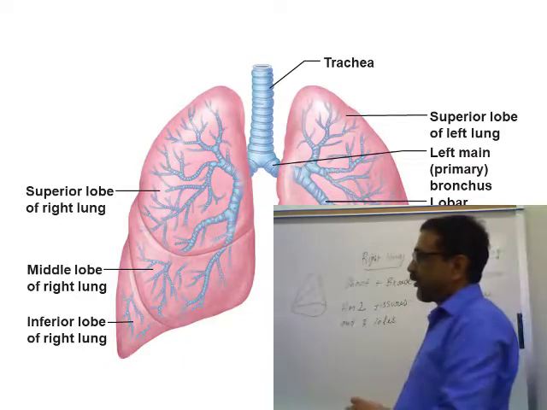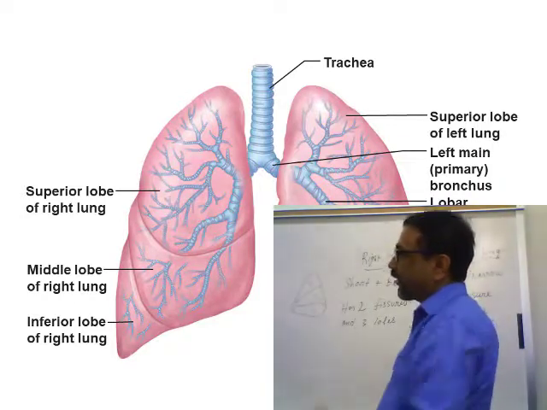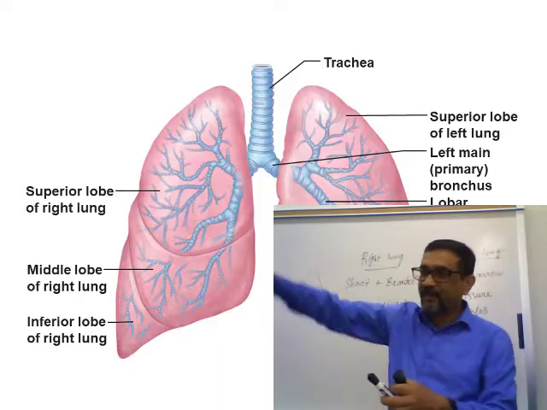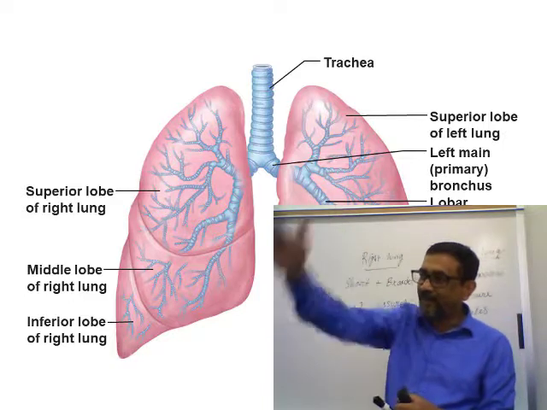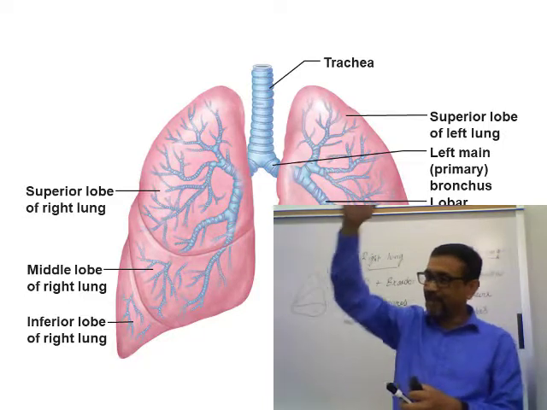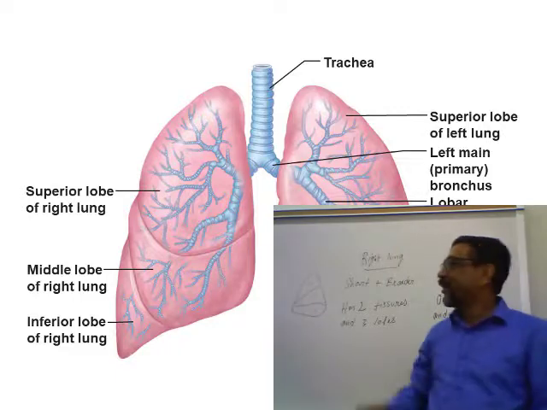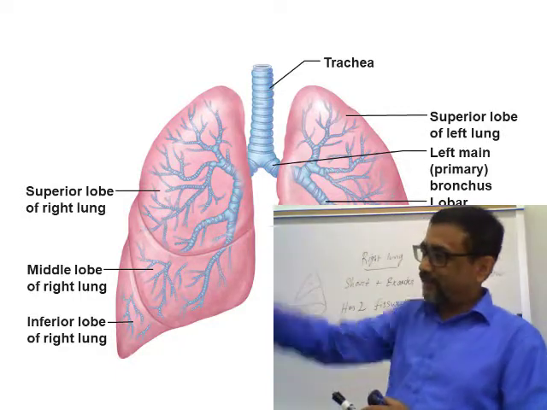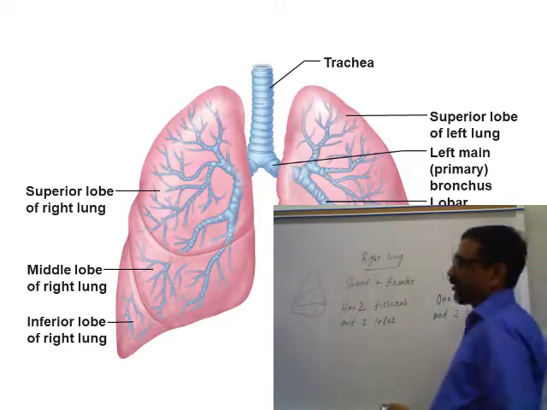What are the fissures in the right lung? The upper one is called the horizontal fissure because, you see the picture, it's like this. So horizontal, makes sense? And the lower fissure is oblique, like this. See the right lung there. So upper horizontal, lower oblique. On the left side you see only one fissure and it is oblique, like this. Okay. So those are the fissures.